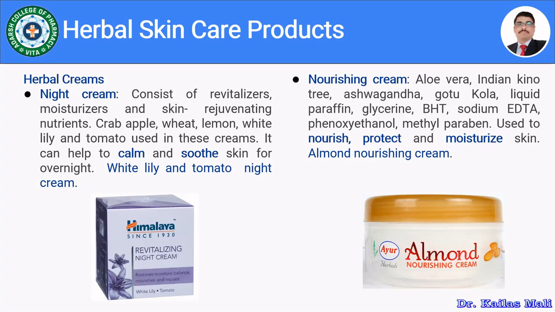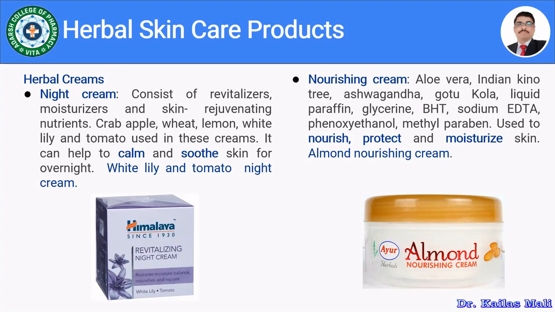Let us see the herbal nourishing cream. Herbal nourishing cream mainly comprises ingredients like aloe vera, Indian kino tree, ashwagandha, gotu kola, liquid paraffin, glycerin, BHT, sodium EDTA, phenoxyethanol, and methyl paraben. Here BHT is the antioxidant butylated hydroxytoluene. EDTA is ethylenediaminetetraacetic acid.